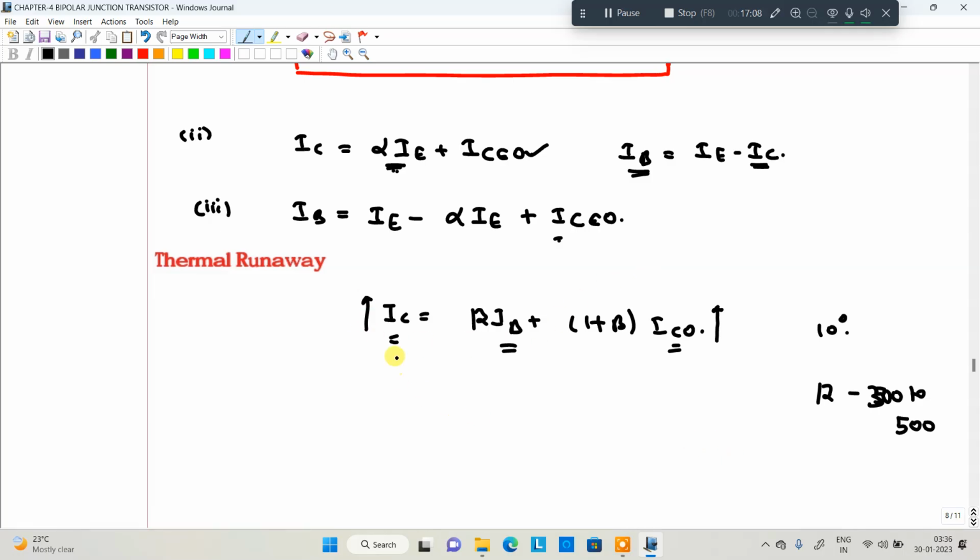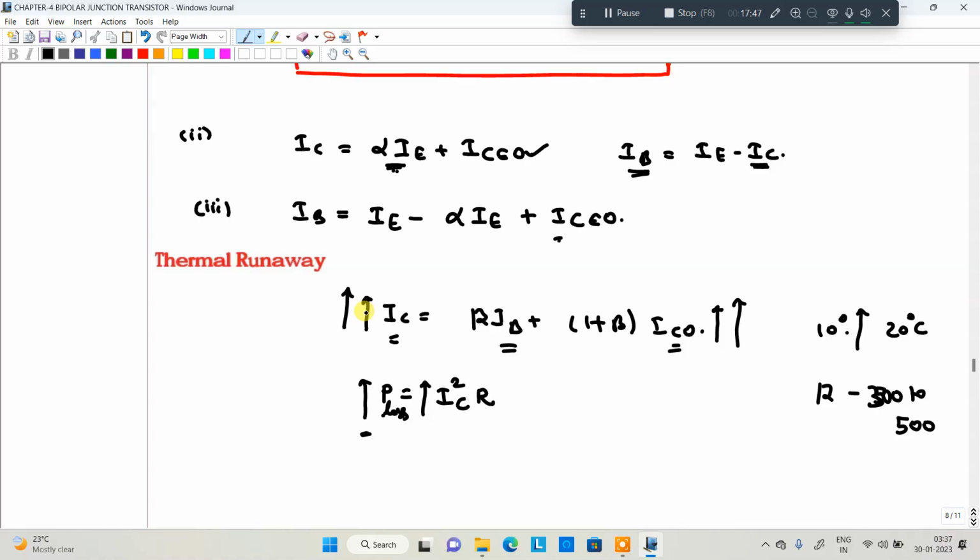Again, whenever IC increases, since IC is the output current connected to the load, the power is IC square into R, for example. So whenever IC increases, the power loss, which is nothing but heat, increases. Whenever heat increases, what will happen again? The temperature rises further, for example by 20 degrees centigrade, so ICO is doubled again, the result is affected again, and IC increases again.